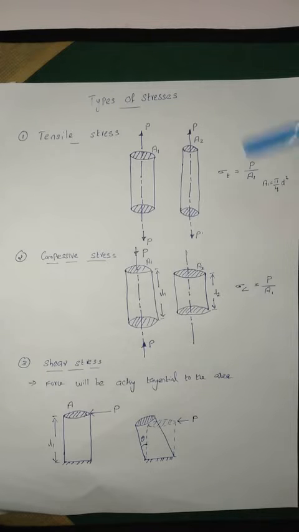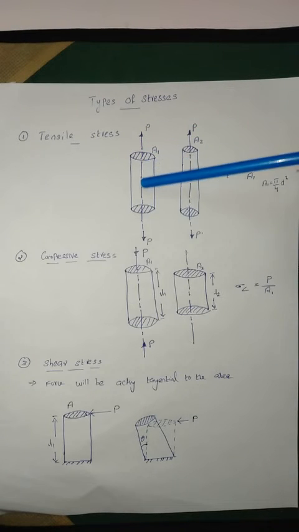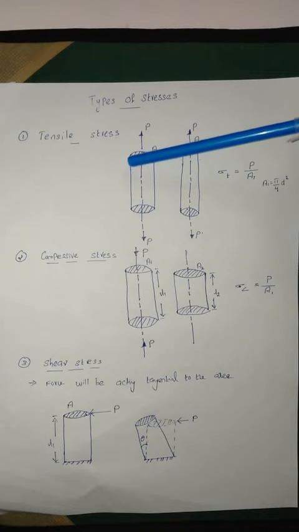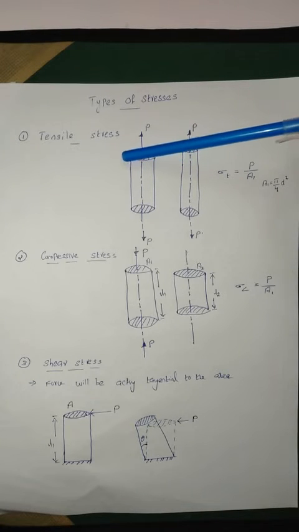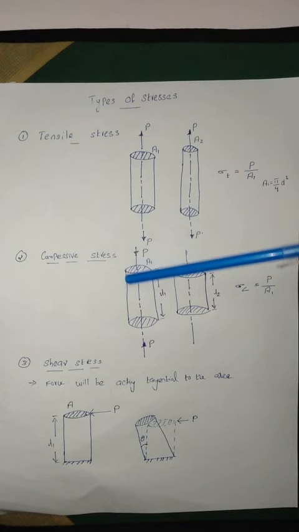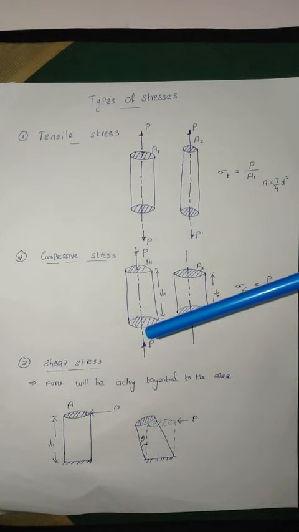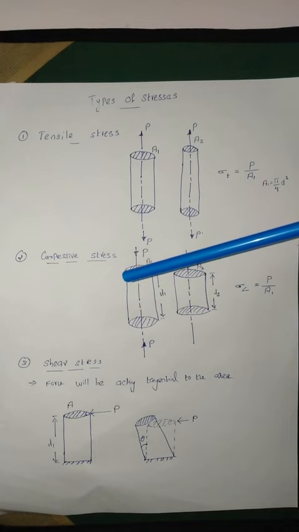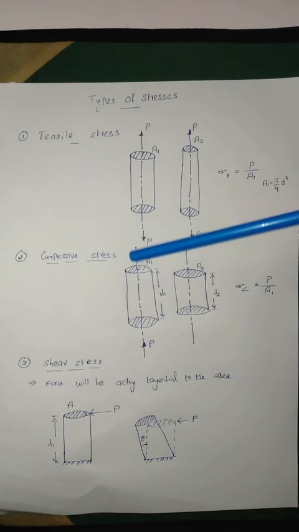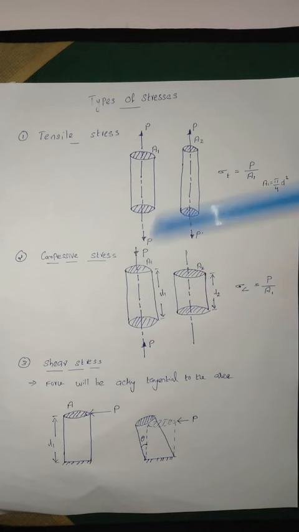In the first two cases, we can see that the direction of application of load was along the axis of the member. It was perpendicular to the area of cross section, which is A. The load was acting perpendicular to the area of cross section and along the axis of the member. In this case also, it is like that.